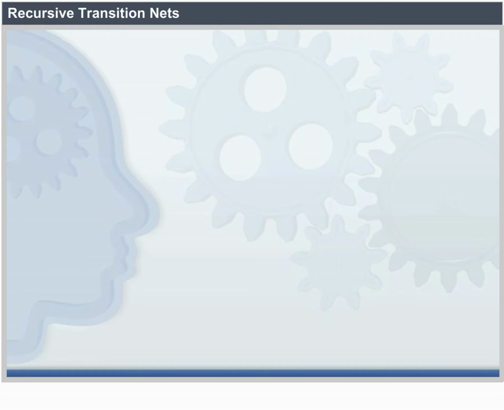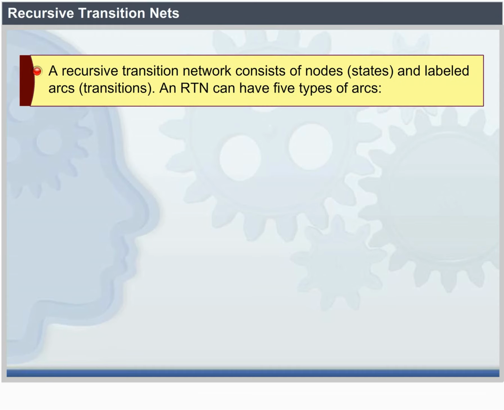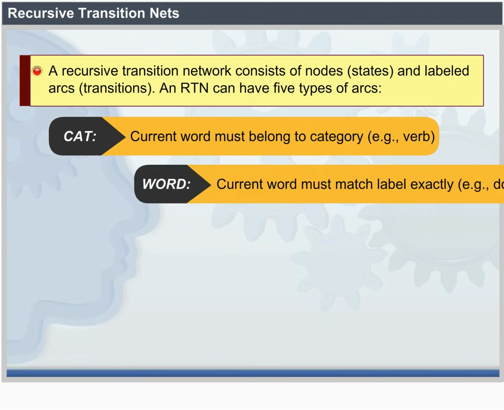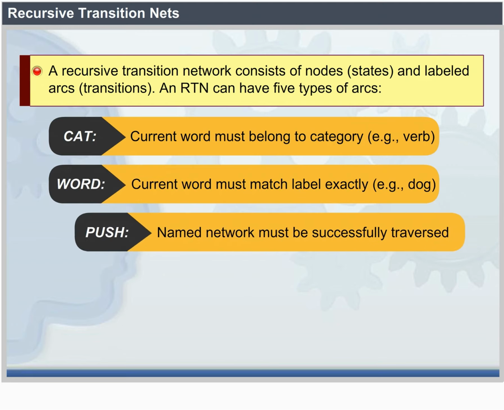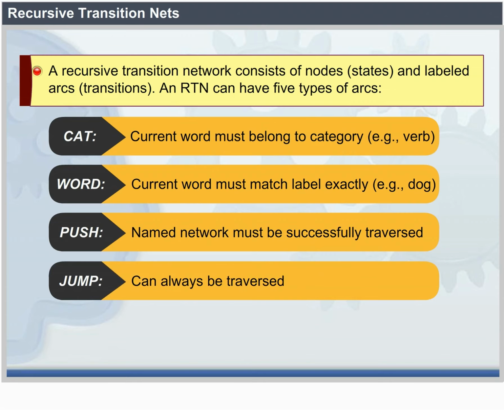Recursive transition networks. A recursive transition network consists of nodes, states, and labeled arcs, transitions. An RTN can have five types of arcs. Cat: current word must belong to a category, for example, verb. Word: current word must match the label exactly, for example, dog. Push: a named network must be successfully traversed. Jump: can always be traversed.